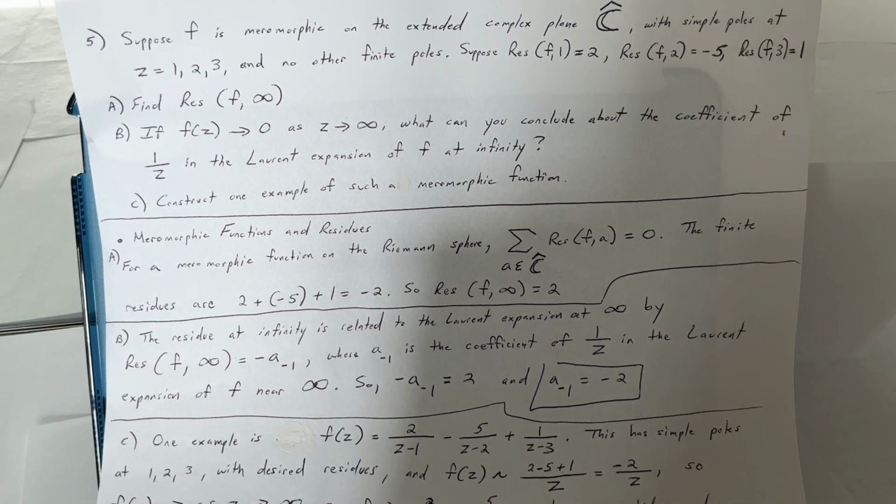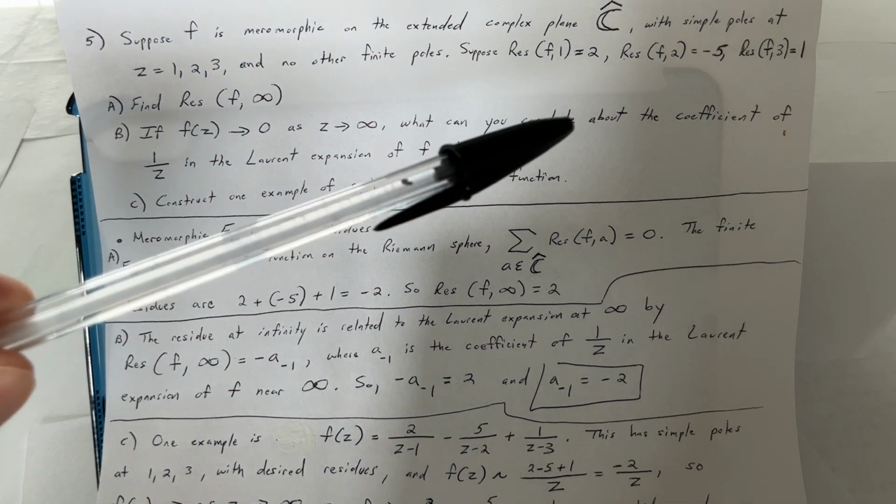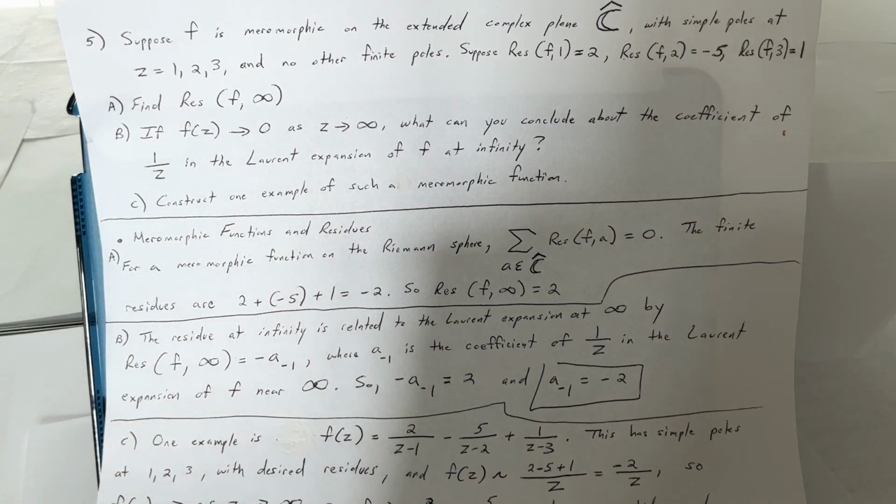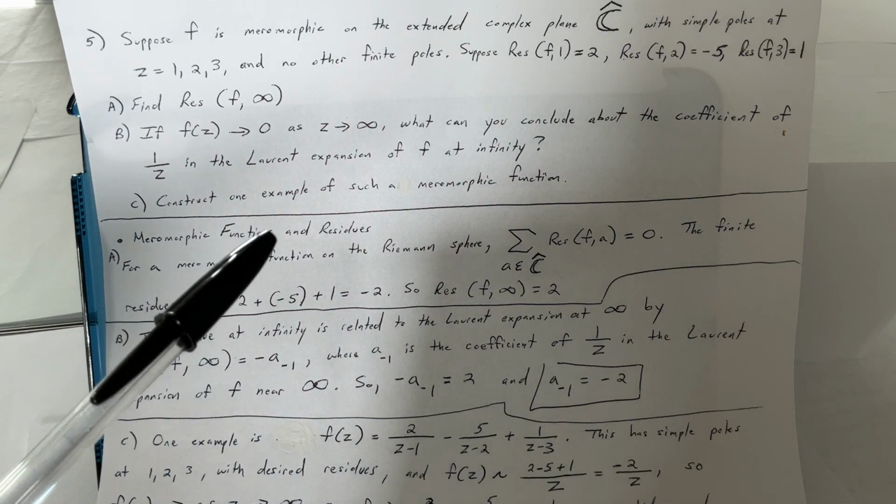Part B, if f of z approaches 0 as z approaches infinity, what could you conclude about the coefficient of 1 over z in the Laurent expansion of f at infinity? And part C, construct one example of such a meromorphic function. Okay, so meromorphic functions and residues.